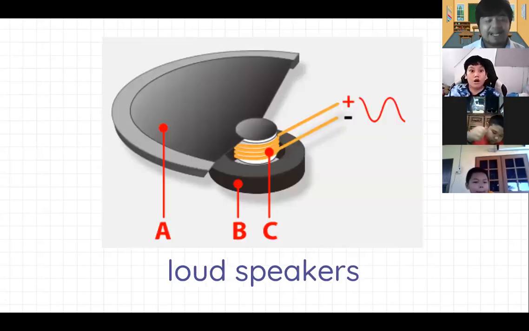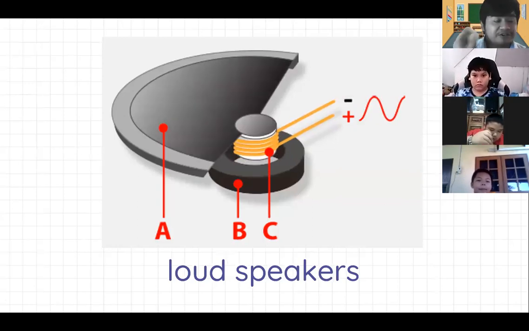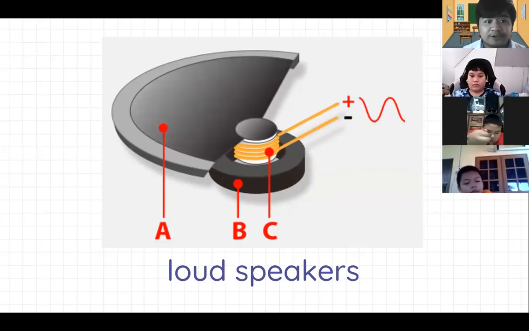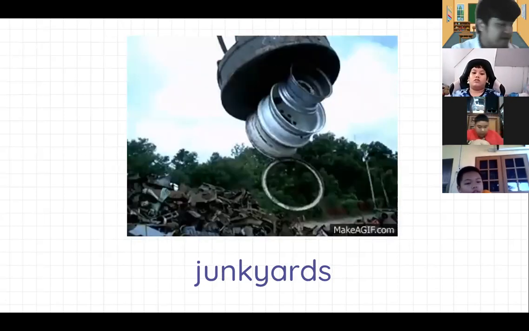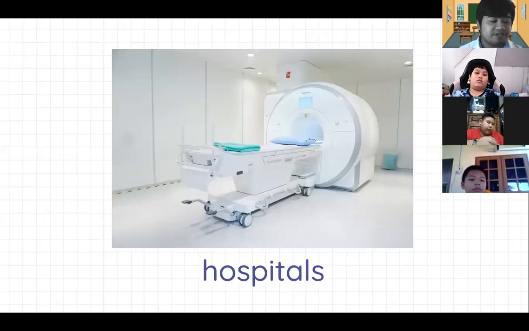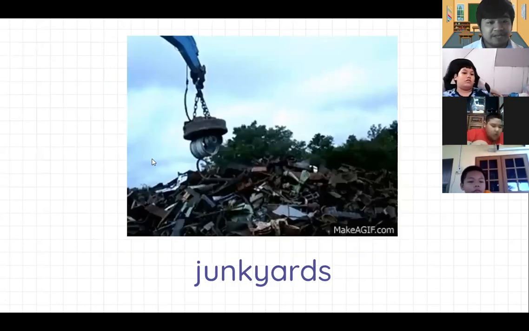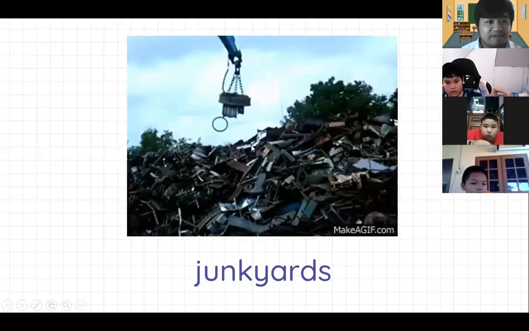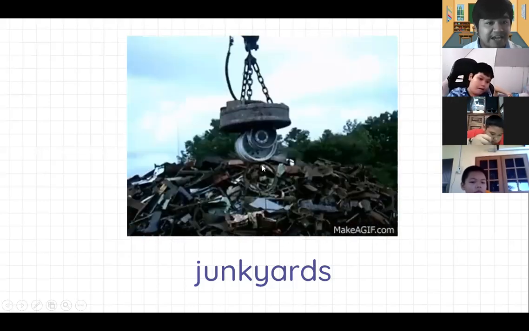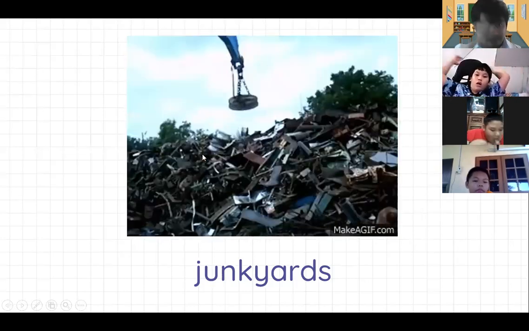Next we have loudspeakers. Do you know the loudspeakers you use at home? Okay, so they also use electromagnets. Next, junkyards. So last time you have learned about separation, right? Separation of mixtures. Now, electromagnets are used to separate irons from ores in junkyards, okay? It makes their lives easier, okay?